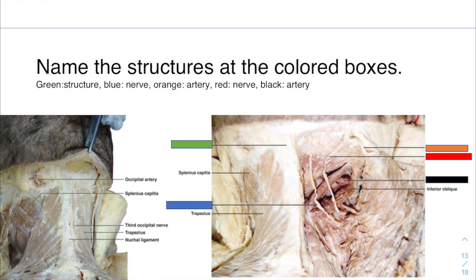So now we're looking at the back of the head. All right. So the picture on the left, right here, is mostly a very superficial dissection. You can see that most of the muscles haven't been cut, and we've left the labels on as landmarks, so you can kind of understand what's going on.